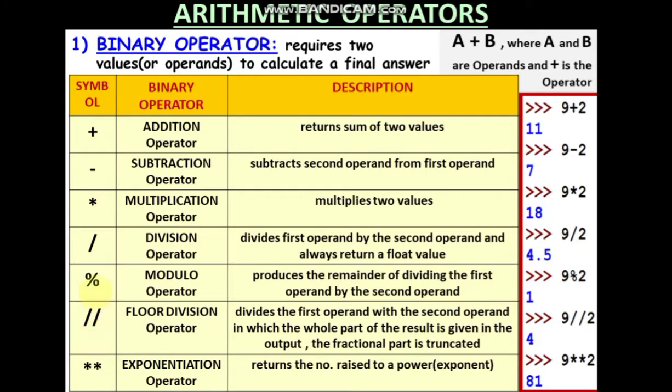Double slash. Double slash is the floor division operator. It divides the first operand by the second operand, in which only the whole part of the result is given as the output, and the fractional part, that is anything which is after the decimal point, is truncated. It is not shown. Only the integer part, that is the whole part, is given, and whatever is there after the decimal point, it will not show.